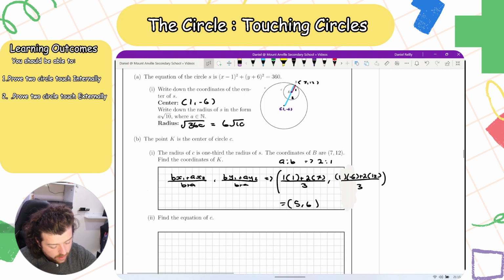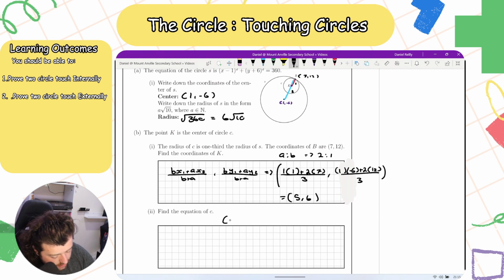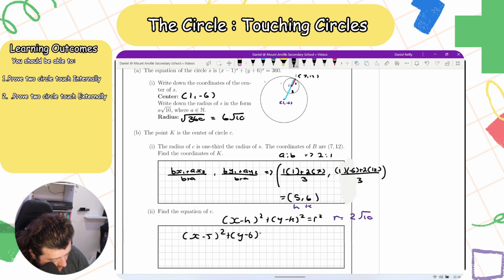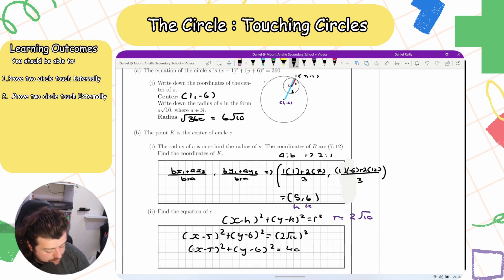So find the equation of C. Well, I can use the simpler form, (x minus h) squared plus (y minus k) squared is equal to r squared. I have my center (5, 6), so this is h, this is k, and my radius is 1/3 of this radius, so it's going to be 2 root 10. So that is (x minus 5) squared plus (y minus 6) squared is equal to (2 root 10) squared. So (x minus 5) squared plus (y minus 6) squared is equal to 40. And that is the equation of C.